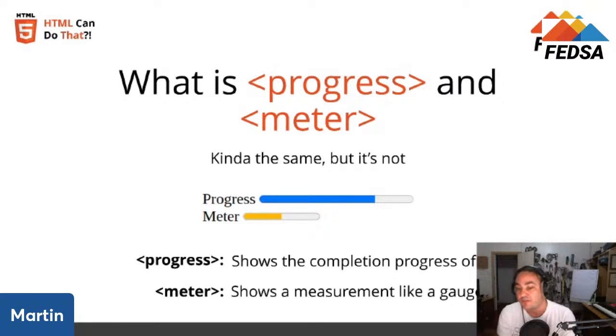The progress bar is more for the completion of a task. Think of a to-do list that fills up, or a loading bar, or when you're downloading a file, that's progressing. The meter, on the other hand, is more of a gauge. Think of your oven temperature, or the temperature outside, or what the rain levels were last night, that type of thing.